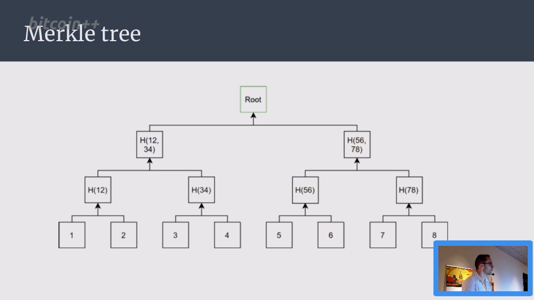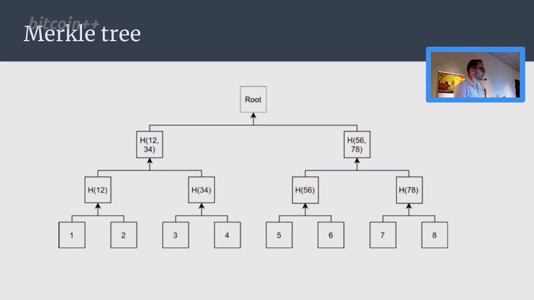The simplest way of implementing a vector commitment is what we've seen a lot in this conference, which is a Merkle tree. Who is familiar with Merkle trees? Just to have an idea. Okay, most of the people. But I'll briefly introduce how a Merkle tree is constructed.